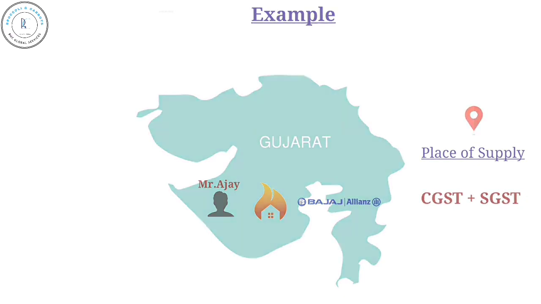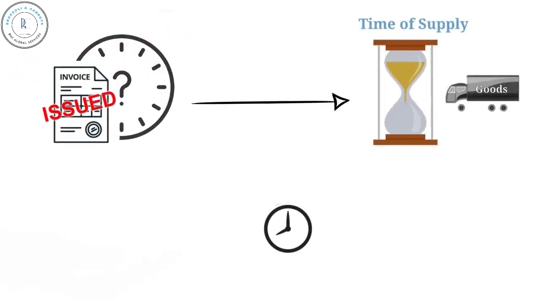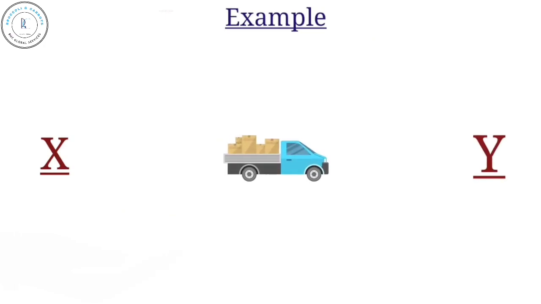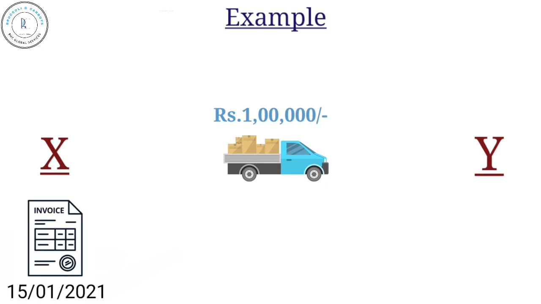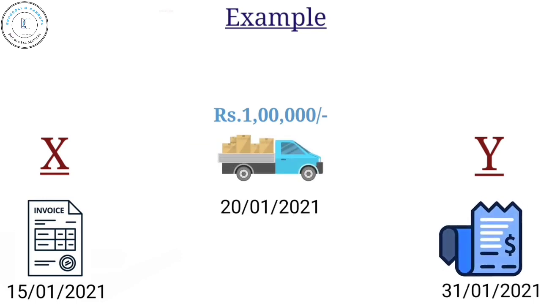So, that is all for this topic. Today, we shall be discussing the concept of time of supply for goods. When invoice is issued, time of supply is the earliest of date of issue of invoice and date of receipt of payment. Example: X sold goods to Y for 100,000 rupees. Invoice is issued on January 15, 2021. Goods are supplied on January 20, 2021. Payment is received on January 31, 2021. Time of supply is January 15, 2021.